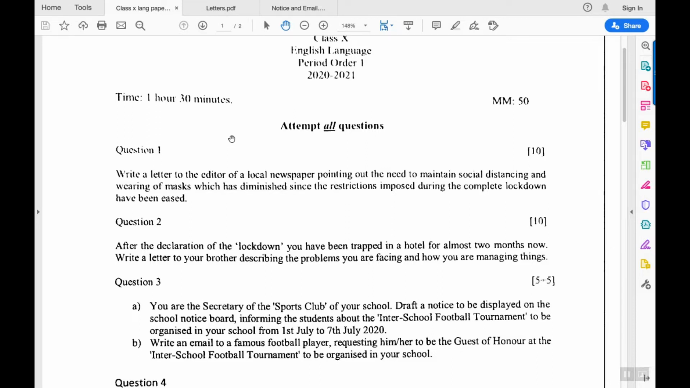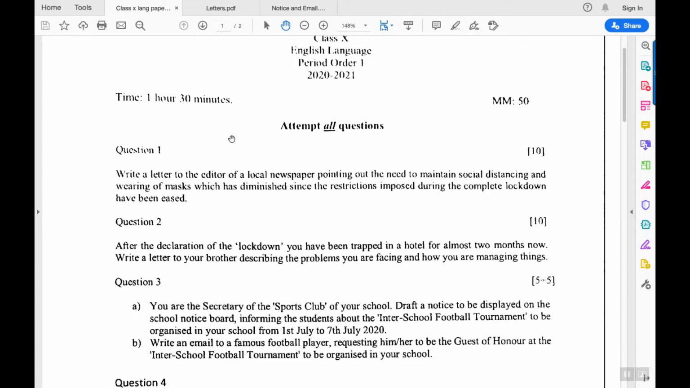Now, to whom are we writing this letter? We are writing this letter to the editor of a local newspaper. How is the editor concerned and what can the editor do? So beginning this letter with the sentence, this is to bring to your notice, or this is to inform you. What will the editor do?